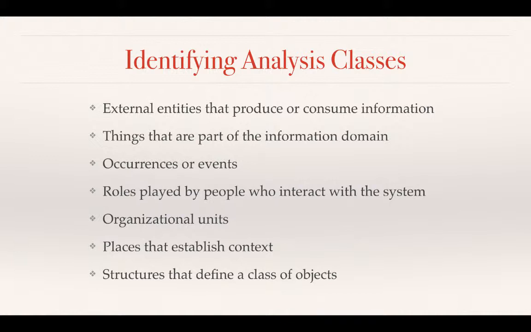Occurrences or events, like a sensor event or an alarm. Roles played by people who interact with the system. The homeowner would again fall into this category. Organizational units, important to the system's operation, like the monitoring service in the SafeHome example. Places that establish context. And finally, structures that define a class of objects. Sensors might again fall into this category because there can be many kinds of sensors in the system.